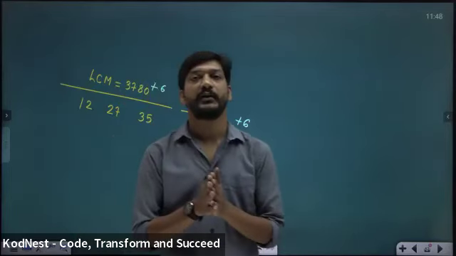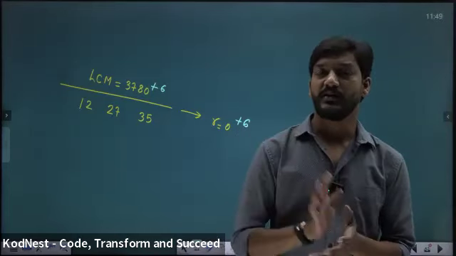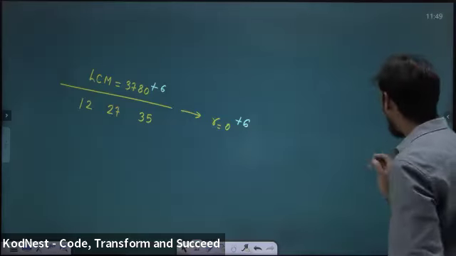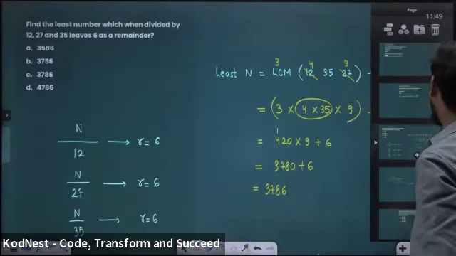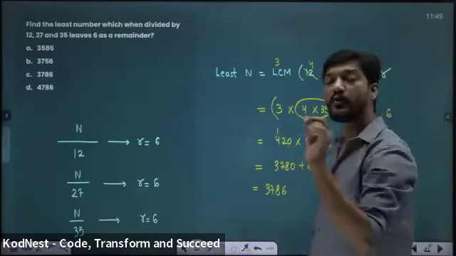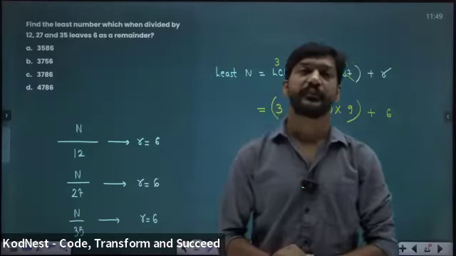Now, what I have said is, if by chance they ask you the least, don't think anything else. Just calculate LCM, add the remainder, you will get your answer. Okay. If least. Otherwise, we will go by the same approach, which is the option elimination approach.